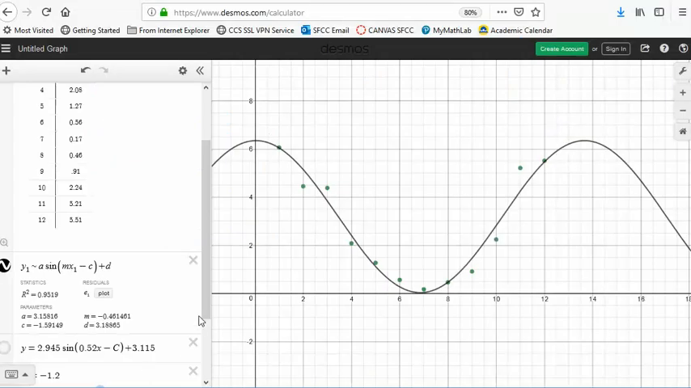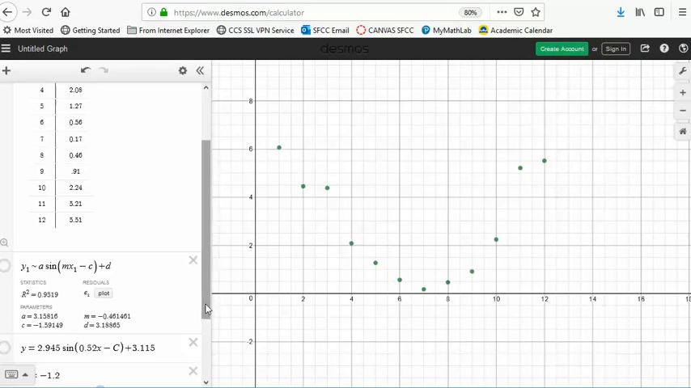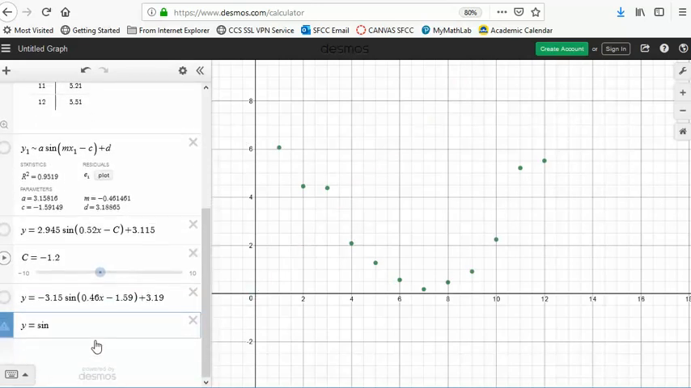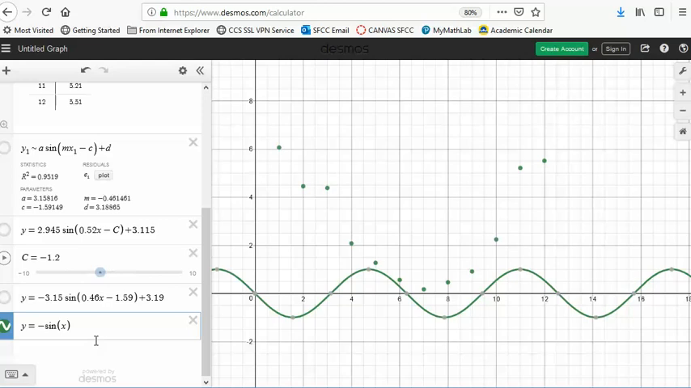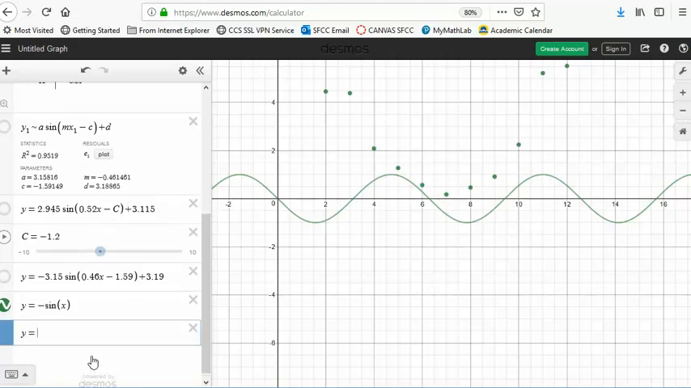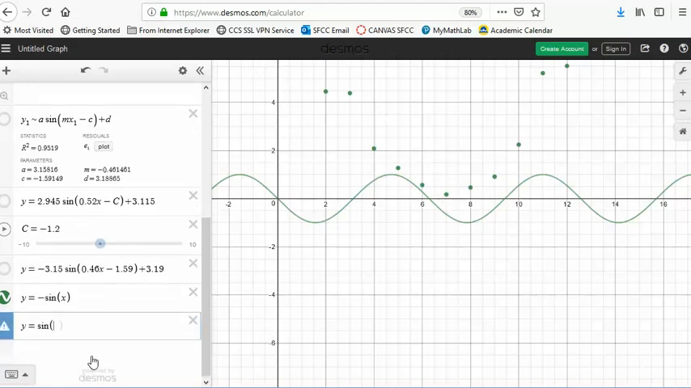Let me turn some of this stuff off. I won't turn the table off. But let's look at y equals negative sine x, because you know what that does, right? What does negative sine x do? It flips the sign over. So usually sine is like a hill and a valley, but if it's negative, it's going to flip it over and make a valley and a hill. Now let's look at y equals sine of the opposite of x. Boom, right on top of it. See? There's the purple one. There's the blue one. It's the same exact function.